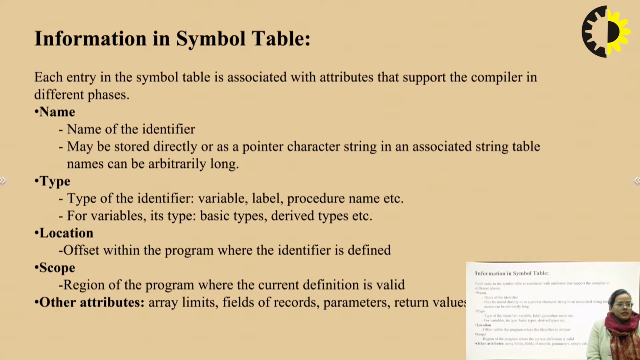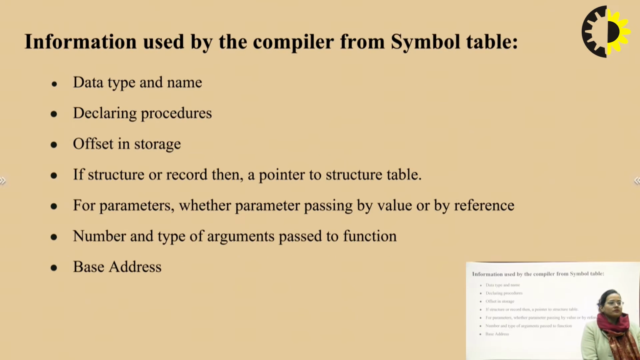Next is location, where the variable is stored, the offset within the program where the identifier is defined. Scope is the region of the program where the current definition is valid. Other attributes we also store in the symbol table are array limits, fields of a record, parameters, return value, and so on.